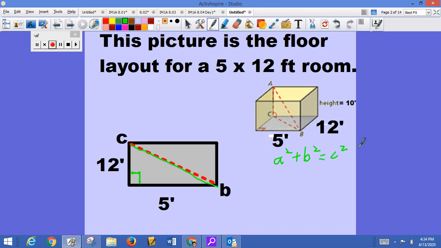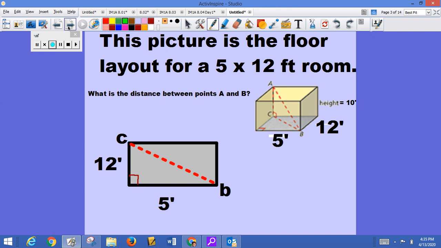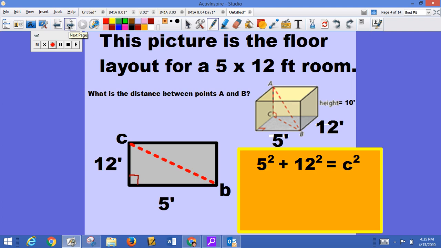If A squared plus B squared equals C squared, I know one leg here would be 12 foot and the other leg would be 5. So I'm going to plug those in. I get 5 squared plus 12 squared equals C squared. All right. So I'm going to go ahead and just expand that out. I know 5 squared is 25 and 12 squared is 144. Now I'm going to group my like terms. 25 plus 144 is 169.